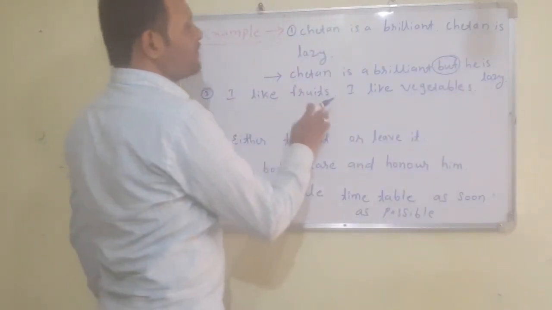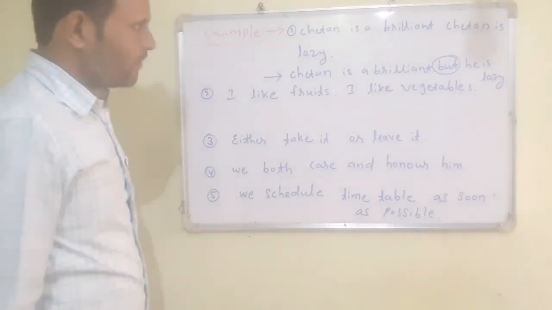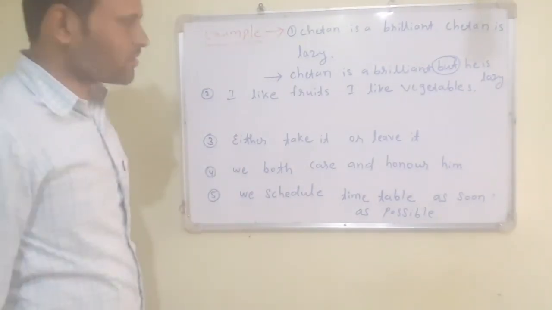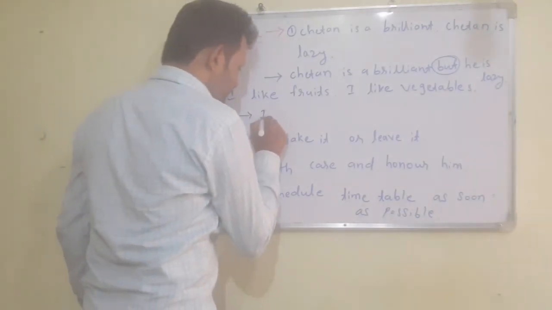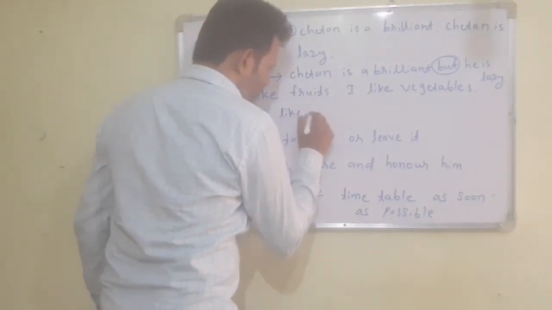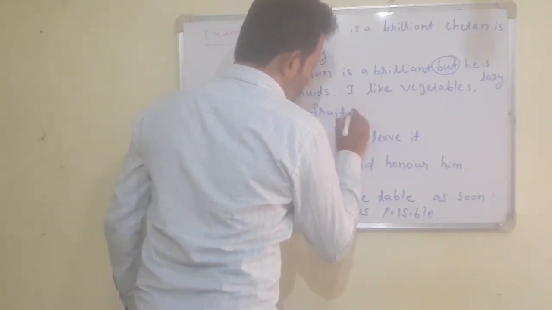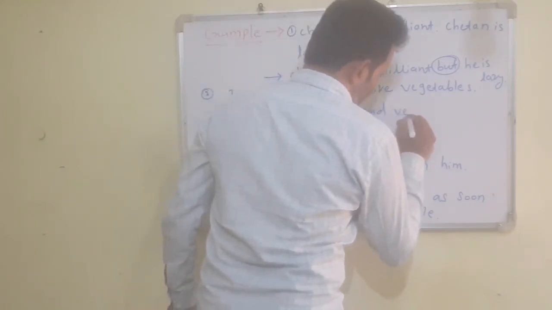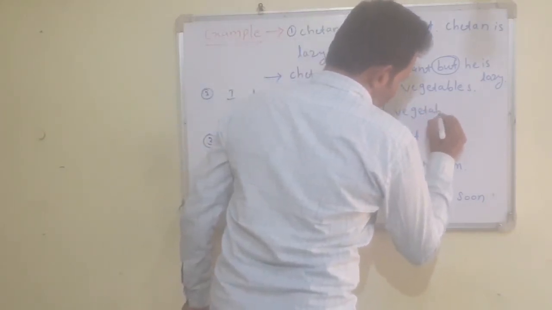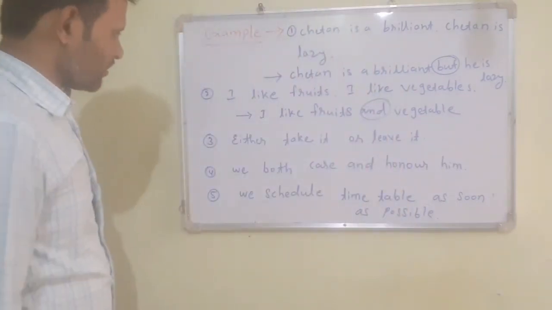I like fruits, I like vegetables. Here also two sentences are there. With the help of conjunctions, we make it short. I like fruits and vegetables. See, here and is a conjunction.